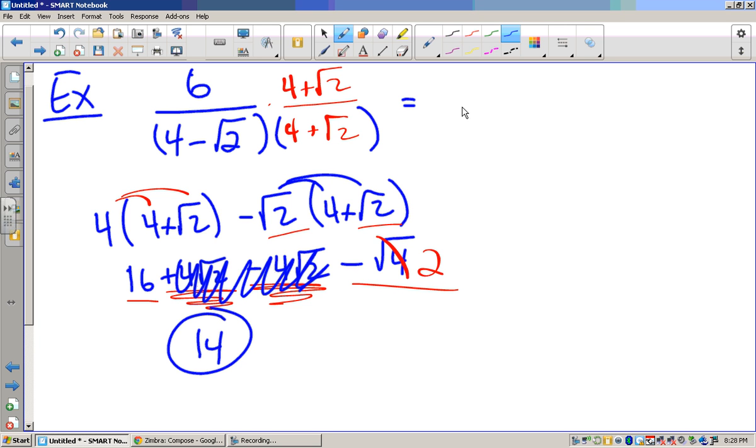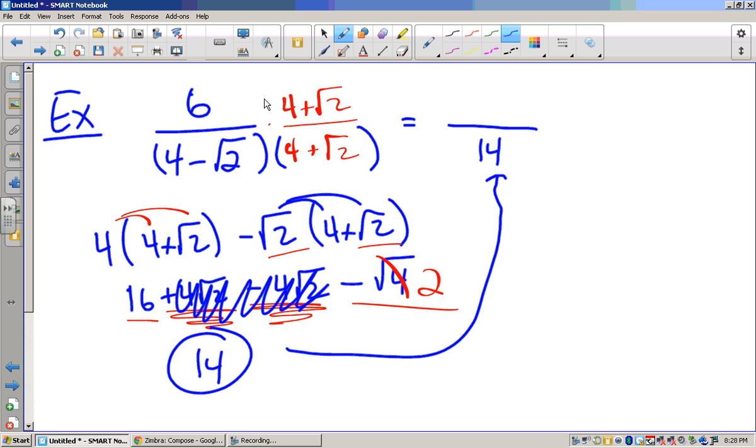Remember, that's the idea of rationalizing your denominator. I don't want the radical anymore. It's gone. Nothing good comes from it for me. So I have 14 in my denominator now. Up top, it's nice because then I can just do distribution. So 6 times 4, that's 24, plus, again, 6 times the square root of 2 is just 6 square root of 2. I have my answer almost done.